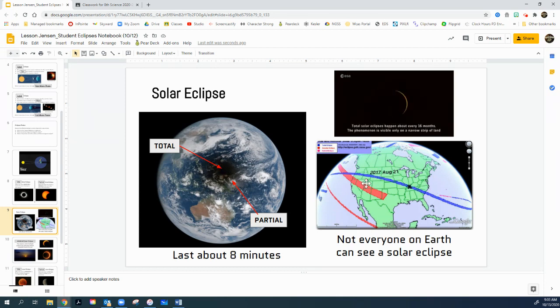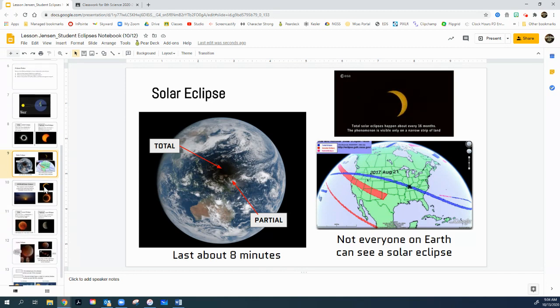So on August 21st, 2017, that blue line represented where you'd see the total eclipse, where it completely covered the sun fully, as you can see in this GIF up here. That was where you'd have to travel to see that full solar eclipse.